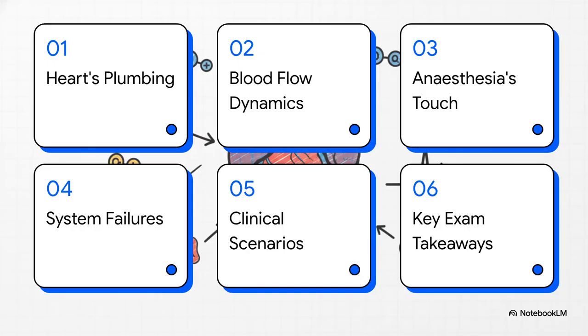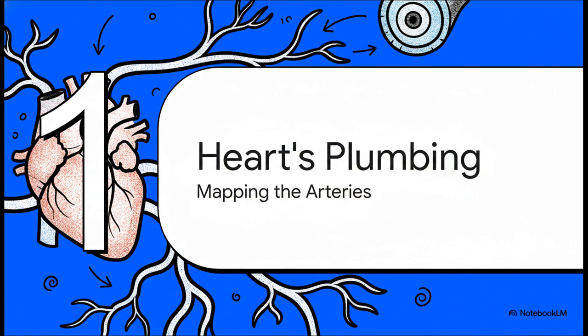So here's our game plan. We're going to start with the basic blueprint, the anatomy. Then we'll get into how blood flow is controlled. After that, and this is key for us, we'll see how our anesthetic drugs mess with it, what happens when it all goes wrong in disease, and finally, we'll put it all together in some critical situations you are definitely going to face. Okay, first things first, we have to start with the anatomy.